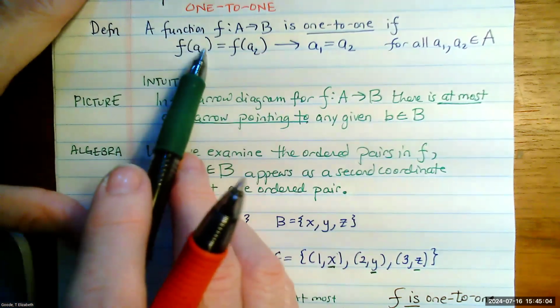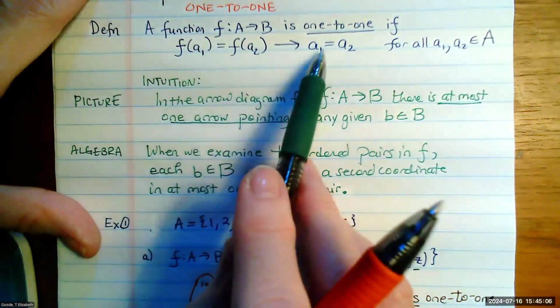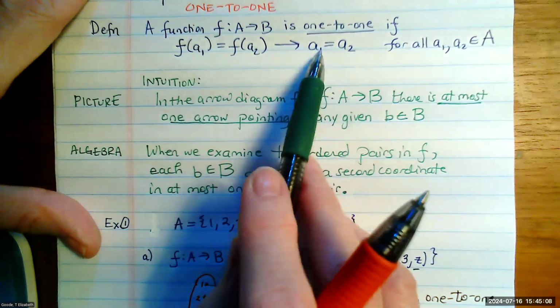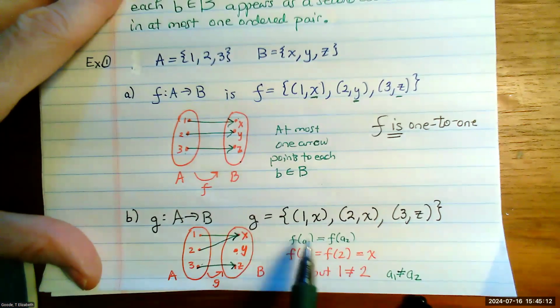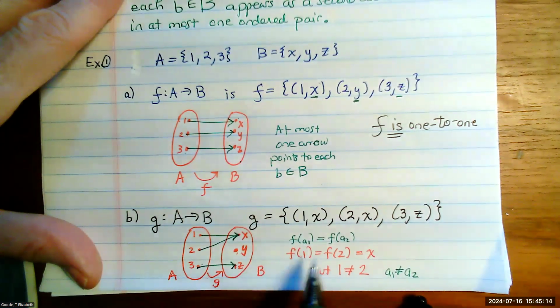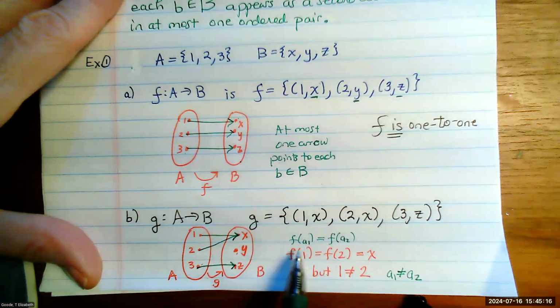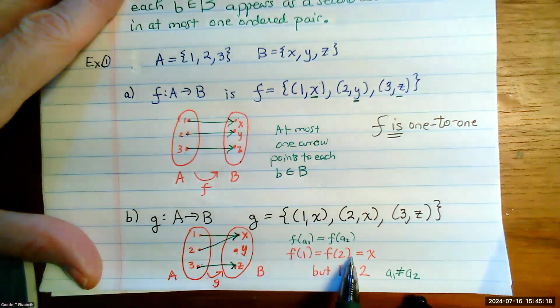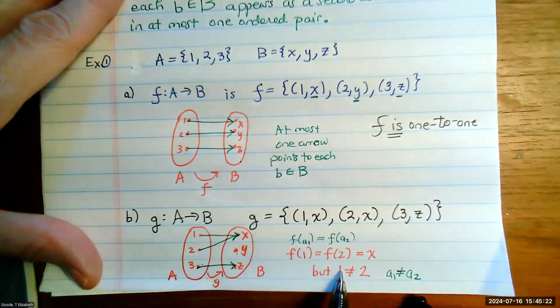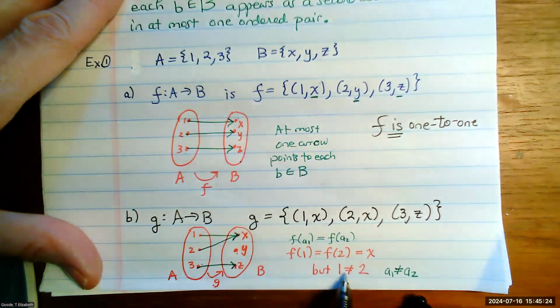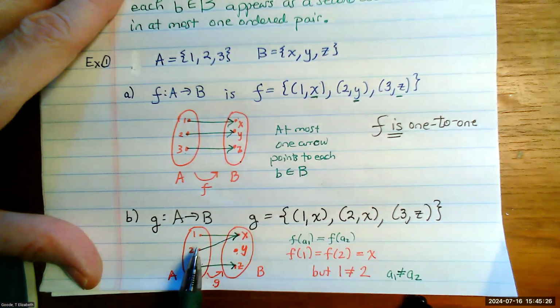1-to-1 says if F of a1 equals F of a2, then a1 and a2 actually have to be the same element back in A. See? But if you let a1 be 1 and a2 be 2, F of a1 equals F of a2. They're both pointing to X, they both map to X. But a1 is not equal to a2. 1 and 2 are 2 different elements.